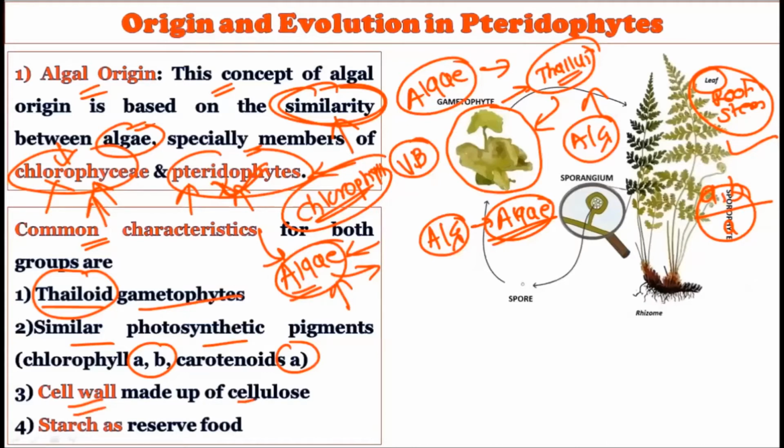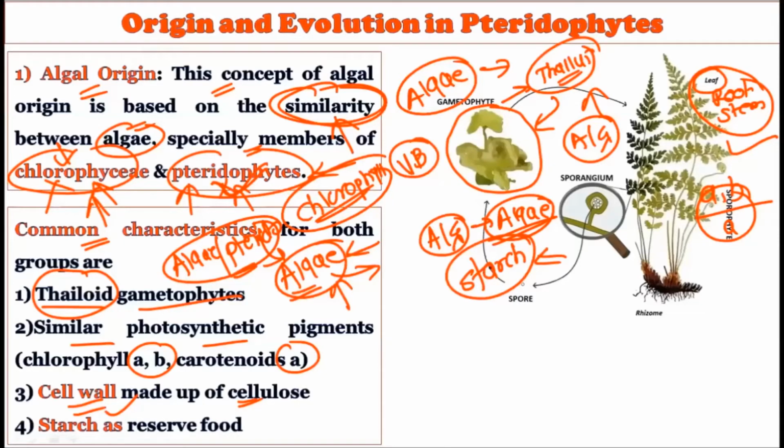Then both of the cell walls are made up of cellulose. If you consider the cell wall of the algae and the cell wall of the pteridophytes, both are made up of cellulose, hemicellulose, and pectin, a typical chemical composition of both. Plus, they show starch as a reserve food. As you already know from the last lecture, they store food material in the form of starch in the pteridophytes. The algae also store food in the form of starch. So there are many similar common characteristics between the pteridophytes and the algae.